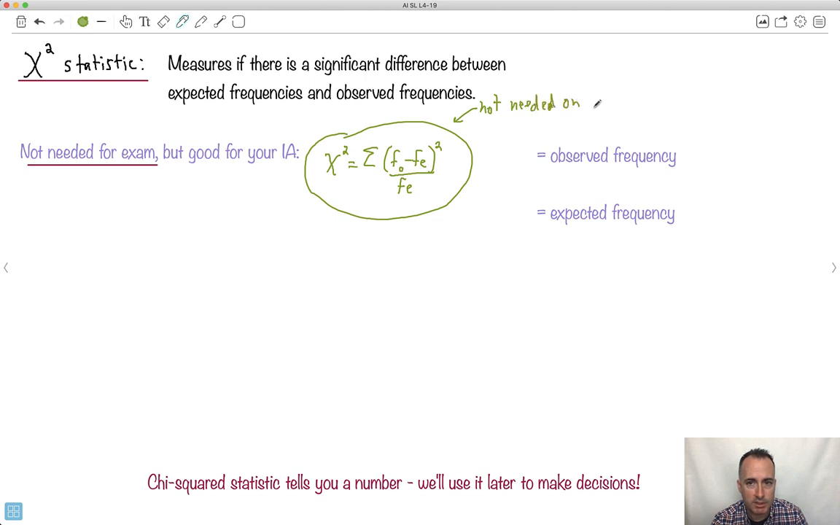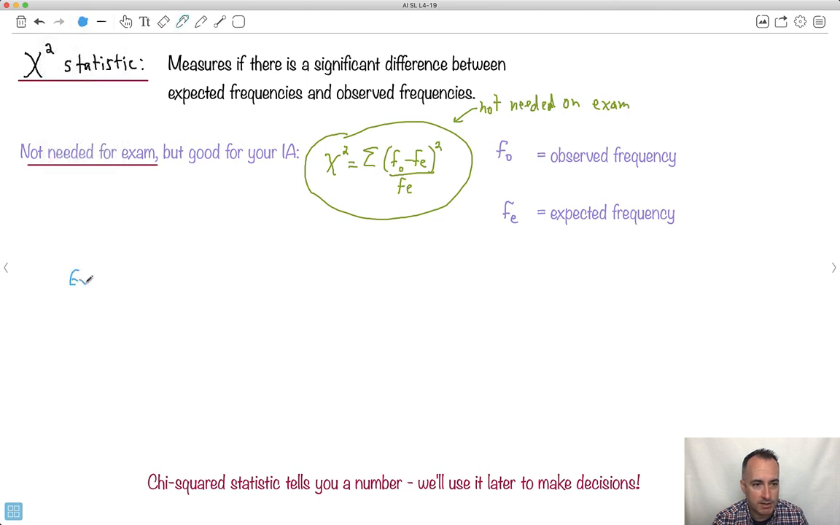Now why am I showing you this then? Because of your IA. A lot of students choose to do their IAs in stats. That's why it's a good idea. And keep in mind what these different values are. This is going to be observed frequency. It's going to be FO, F for frequency, so it's like frequency observed. This is frequency expected.